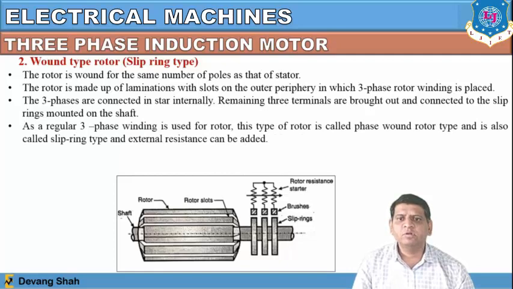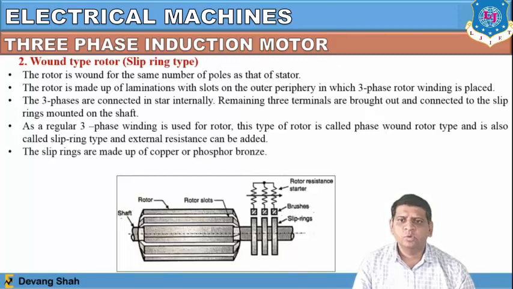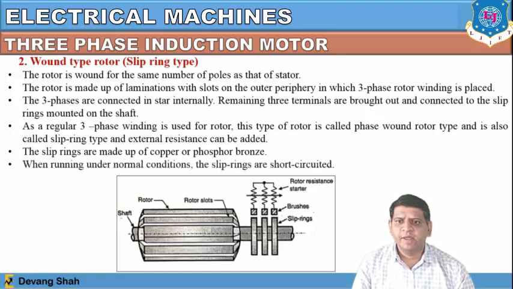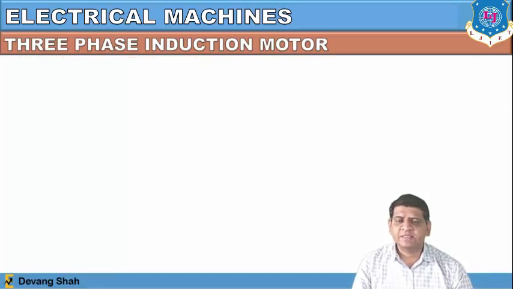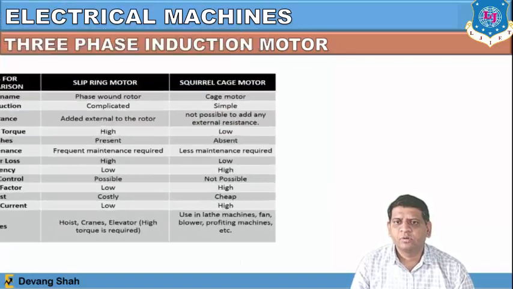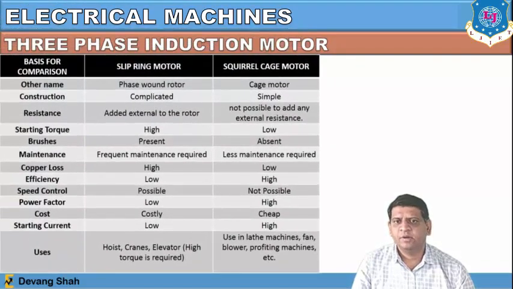As a regular three-phase winding is used for the rotor, this type of rotor is called a phase-wound rotor, and it is also called slip ring type, where external resistance can be added. These slip rings are made up of copper and phosphorus bronze, and under normal running conditions these slip rings are short circuited. Here we externally apply the resistance, and in that way we can control the torque of this slip ring induction motor.